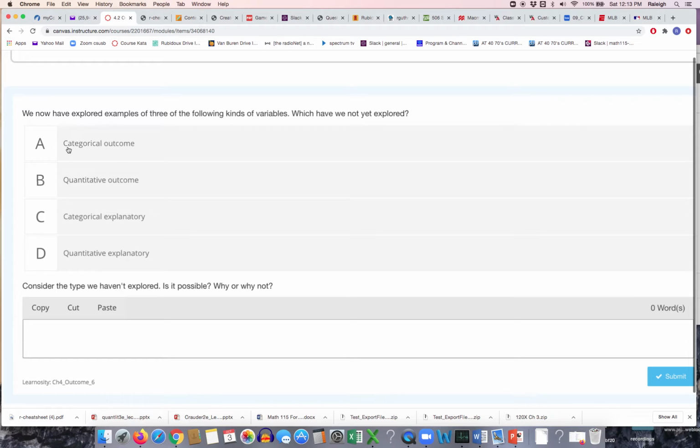Anyway, some people are lucky enough to be able to do that. You've explored examples of 3 of the following variables. Which one have we not yet explored?